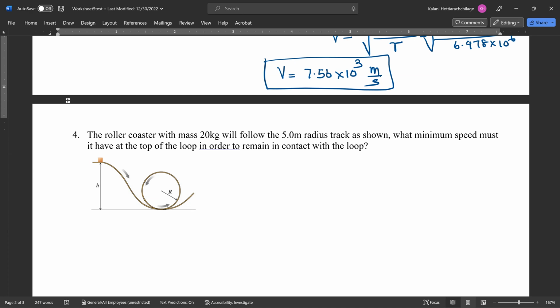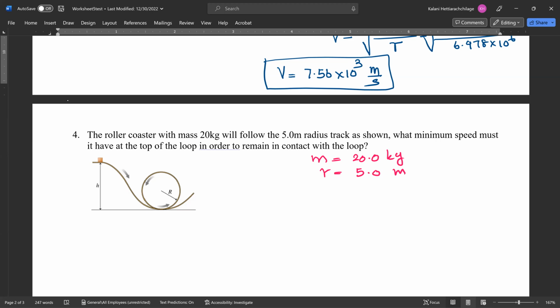It's just going to be studied by using centripetal information to find the minimum speed it must have at the top of the loop in order to remain in contact with the loop, right? The roller coaster has a mass of 20 kilograms, and the radius is 5 meters. So what is the minimum speed?